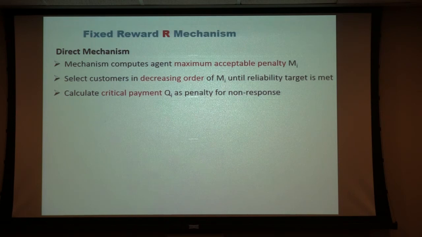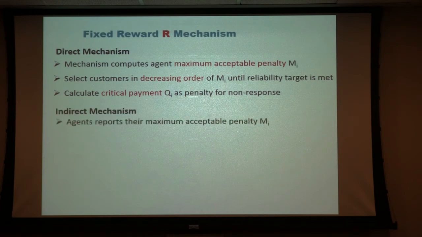And then we calculate some critical payment. This is something I'm using to set the penalty, not to select the customer, but the true penalty, even lower than this one, to make sure the person will be happier to participate. So this is roughly the structure.